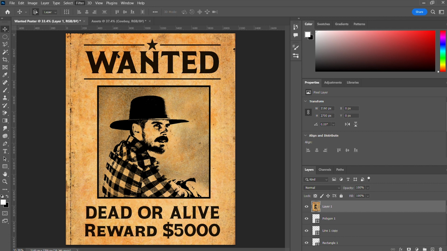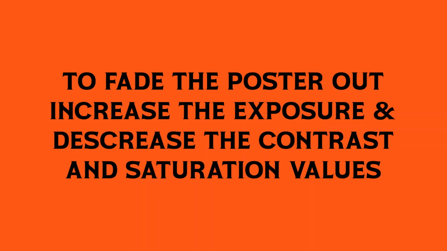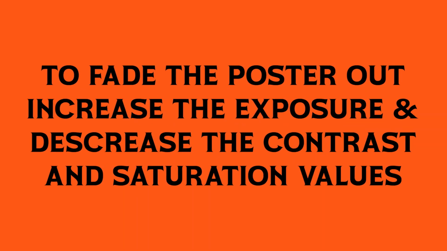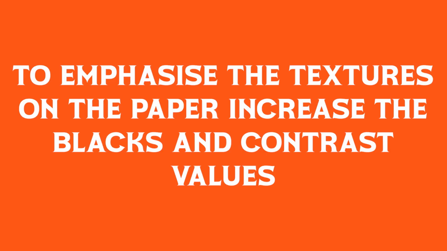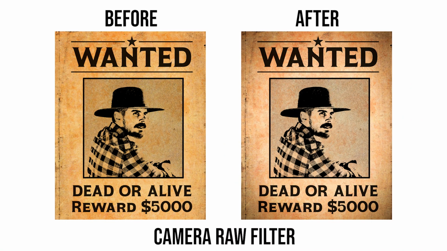Feel free to play with the sliders as you see fit, but it seemed to me that there were only 2 main directions I could take this poster using the camera raw filter. If you want the filter to look more faded out, try increasing the exposure values and decreasing the contrast and saturation values. If you want to emphasize all the dust marks and grime on your paper instead, bring up the contrast and blacks. You can do most of this in the basic settings.